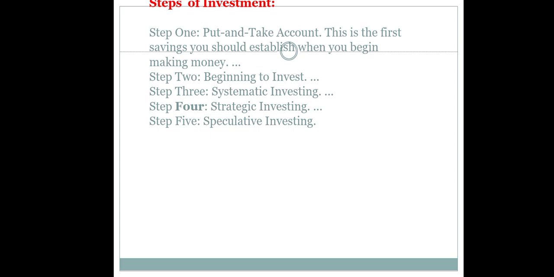So in this class we give more importance to the various steps of investment. What are the steps required for investment? The first one is opening a bank account. This is the first saving account you should establish when you begin making money. It is important that all people have a bank account. The bank account may be a savings account or a current account, whatever it is. A bank account is compulsory.